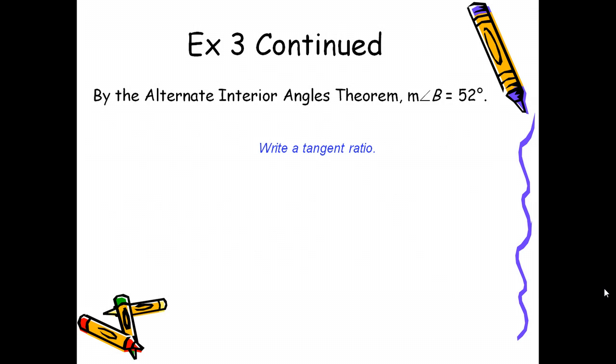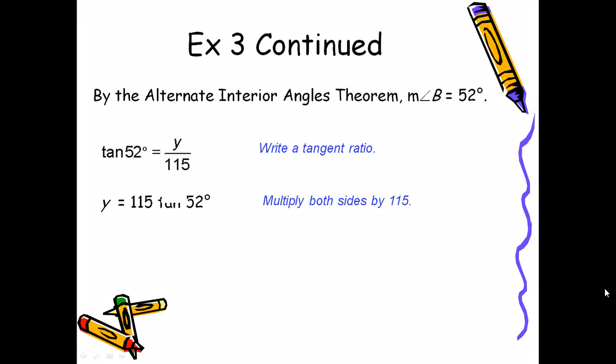Let's use a tangent ratio. The tangent of 52 degrees equals y, the whole depth of the crevasse, over its height, the adjacent side. Multiply both sides by 115 to clear our fraction, and we get that y equals 115 times the tangent of 52 degrees. Simplifying with the calculator, y is about 147 feet.